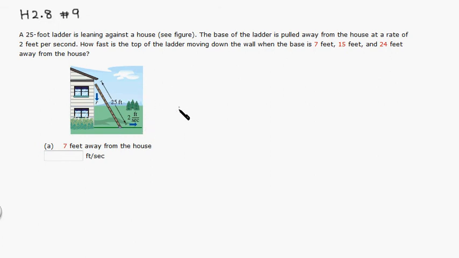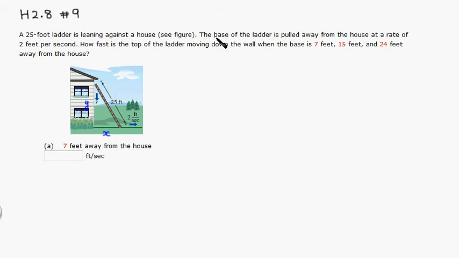First I'm going to name the changing quantities with some simple variables. Let's say the distance between the base of the house and the base of the ladder, I'm going to call x. Then the distance between the top of the ladder and the ground, I'm going to call y. Then let's try to identify the given values.